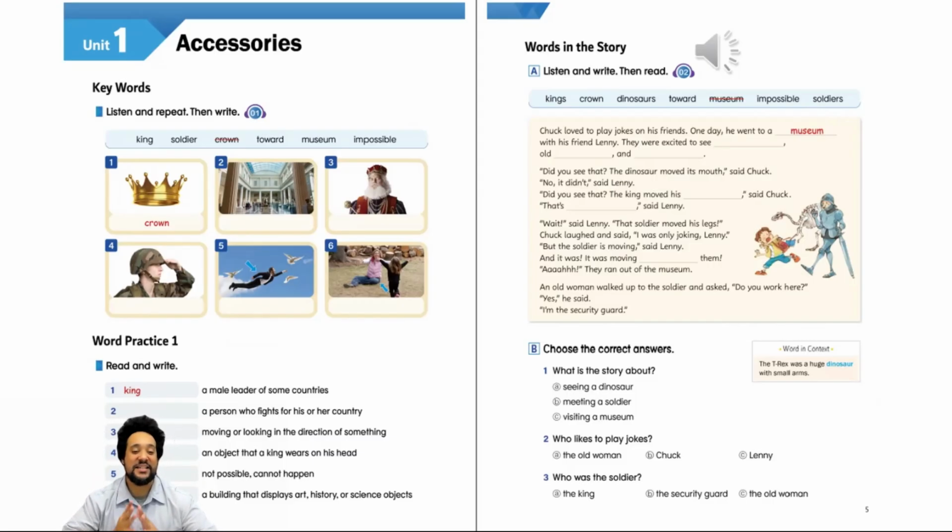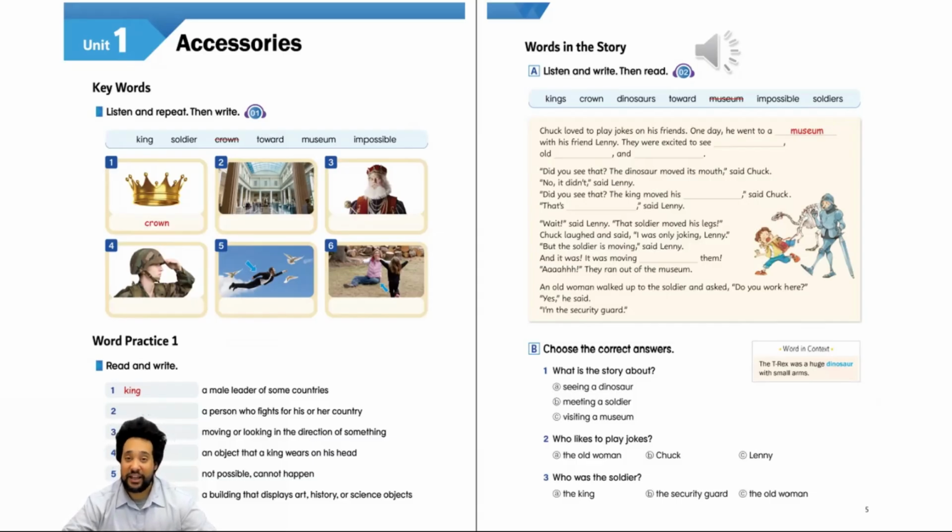Let's listen to each of the key words, and then we will repeat them together. So listen one time, and then we'll repeat them together. Are you ready? Let's begin. Okay, very good. Now, we have listened to each of the vocabulary words, each of those keywords, one time, and we've said them together as well.